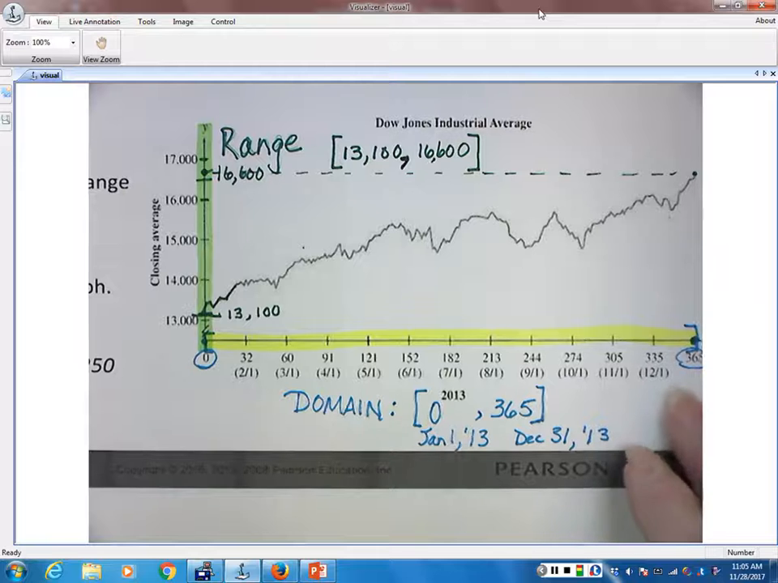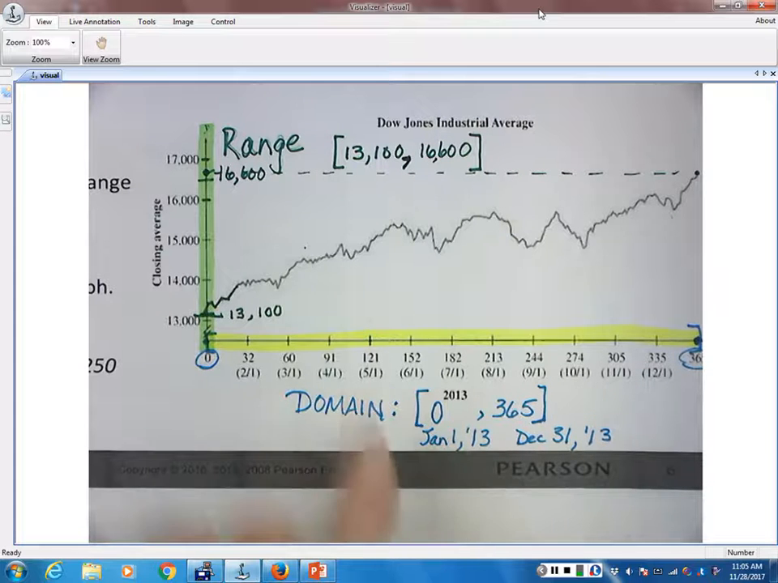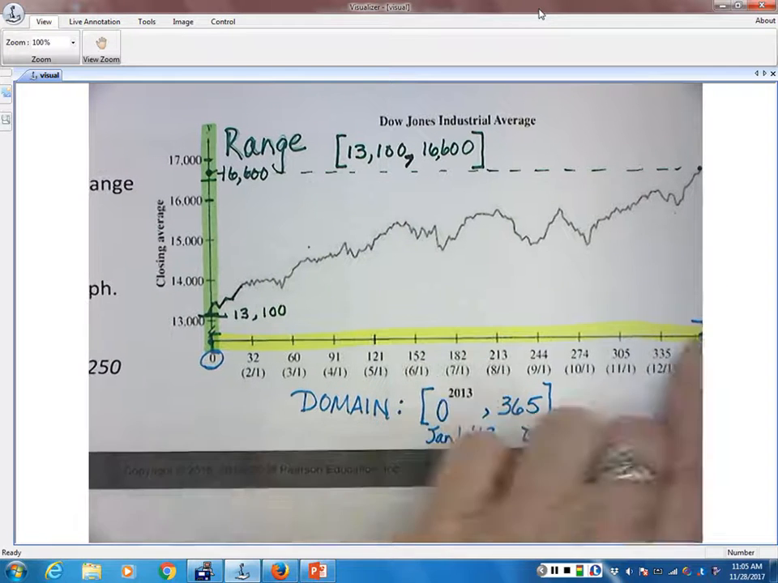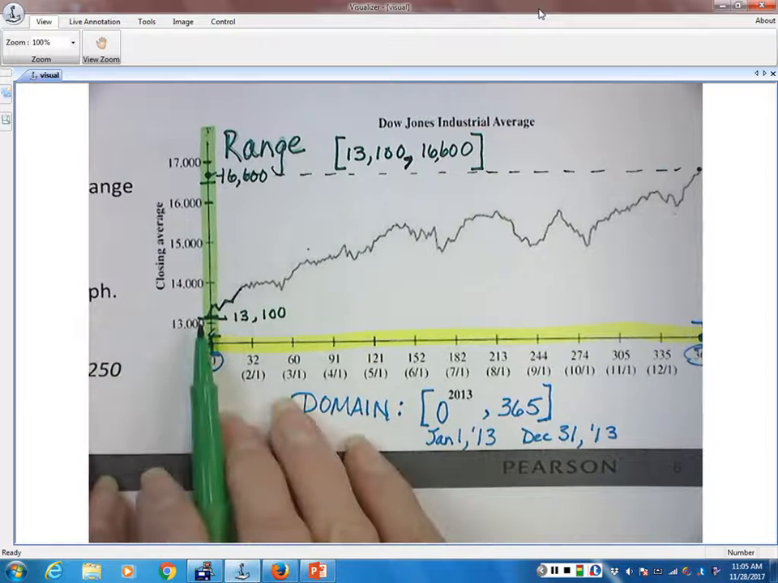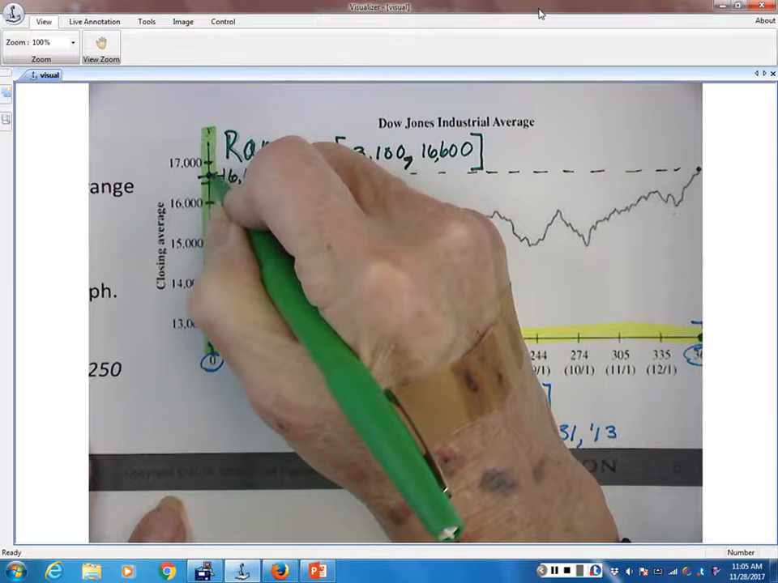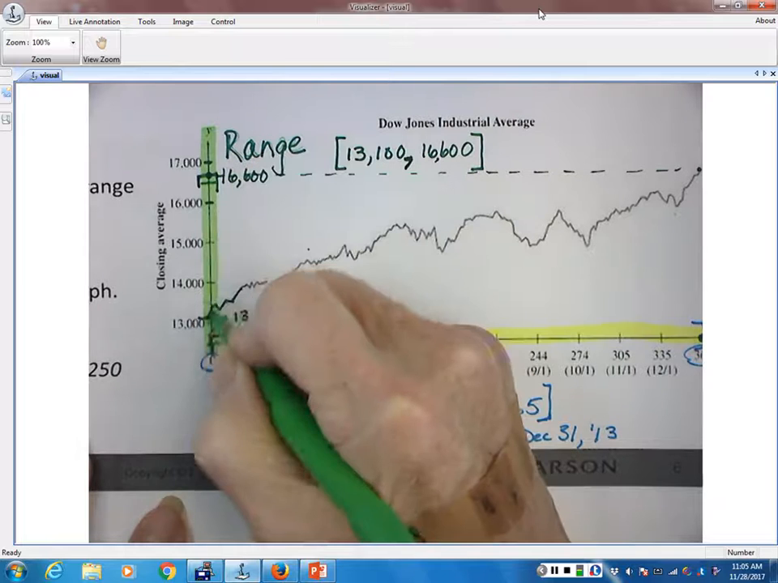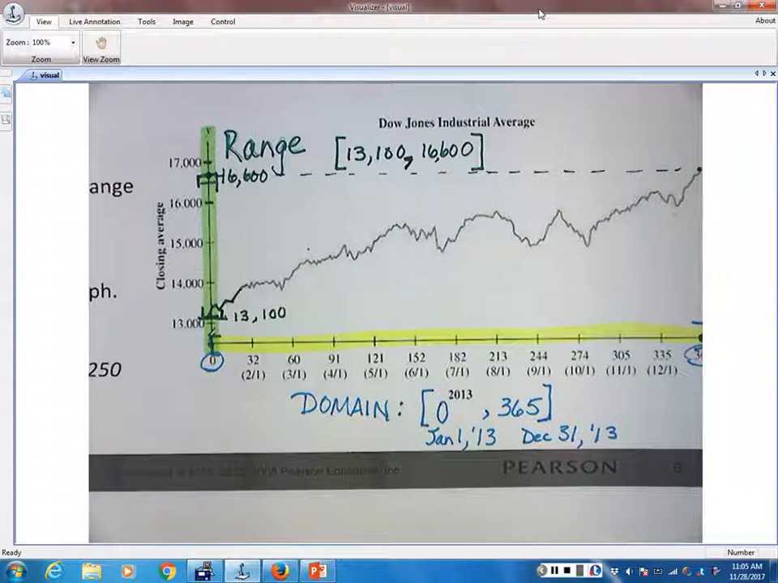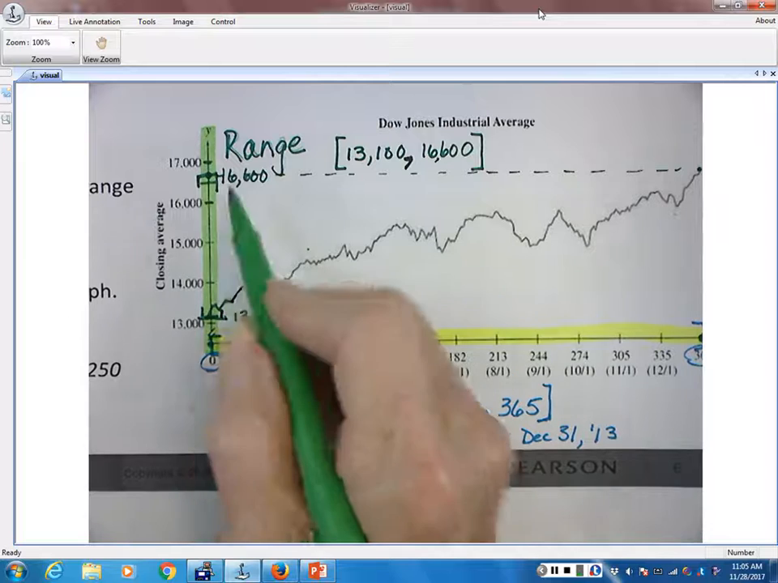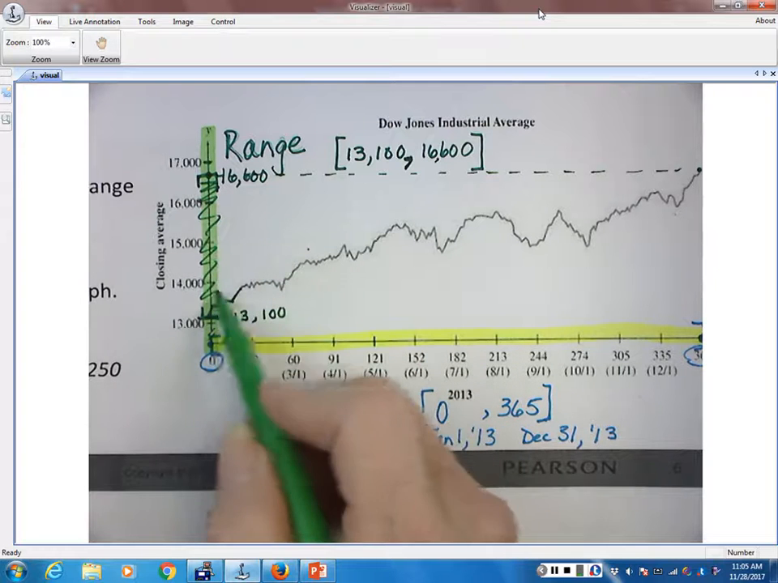So for domain and range, we look at both. Domain, x-axis, range, y-axis, but only the values that are actually included on that graph. Nothing else. Only what's in between here. Okay?